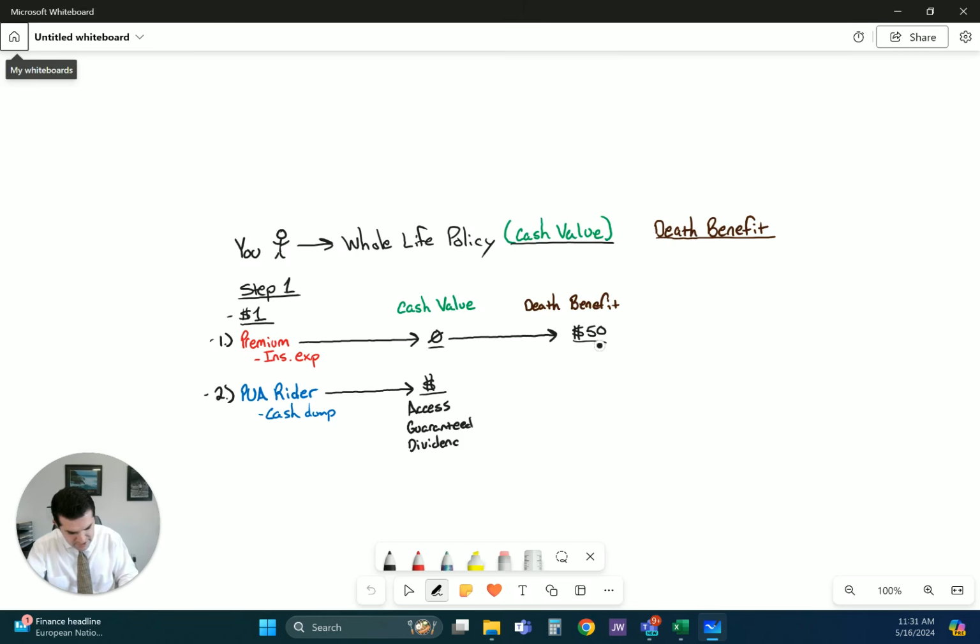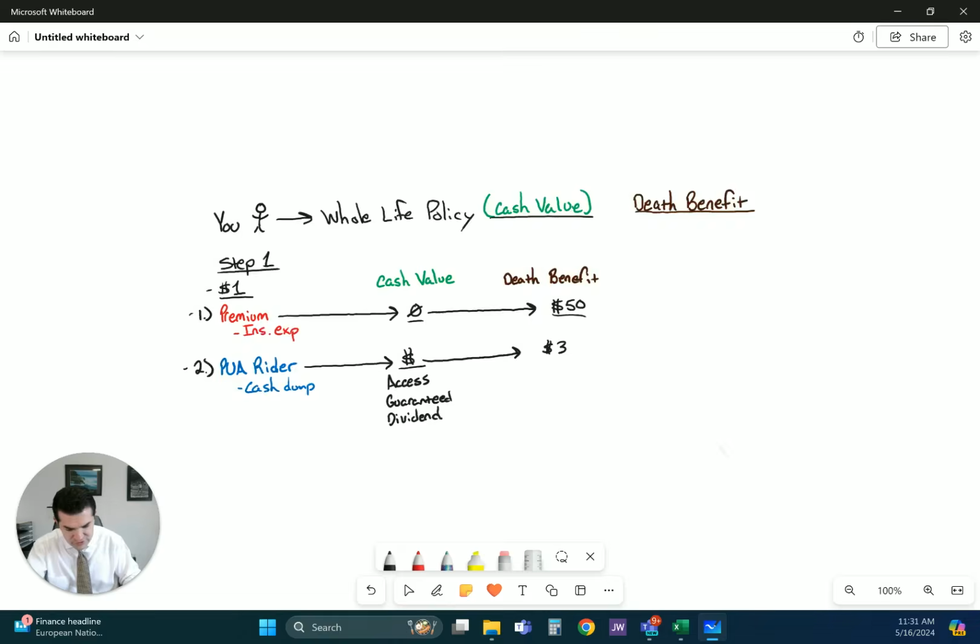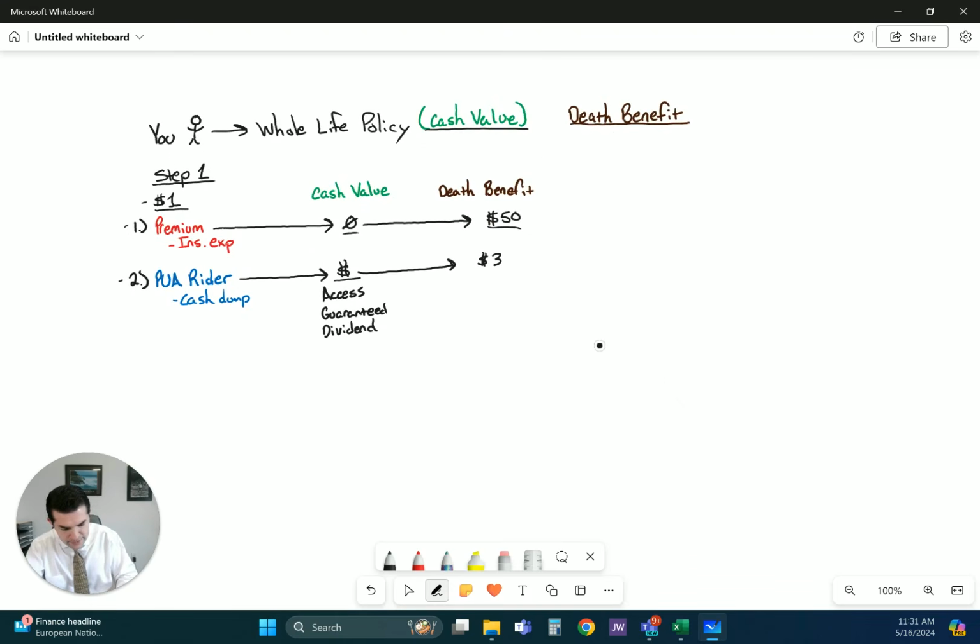Now, dollars that I pay into the PUA rider are going to buy me some death benefit. It's not going to be as much as the premium gets me. It might be $3 in life insurance. Why people typically put money into the PUA rider is because of the cash value. That's what they're interested in.